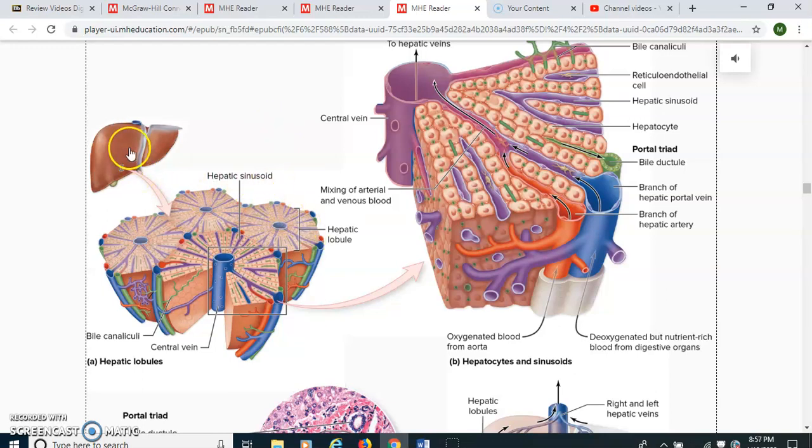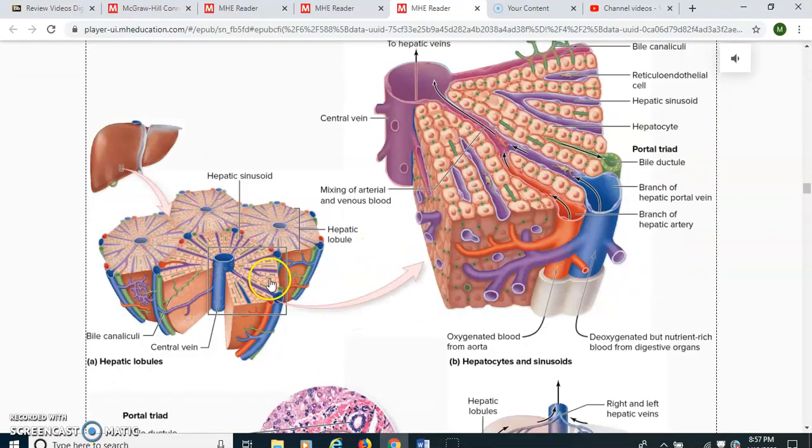So that's what those lobes are made up of, are individual little lobules. And these little lobules are the functional unit of the liver. These guys are where the action is happening in the liver. All right, so we're going to zoom in on part of that lobule. So we're zooming in on this part.